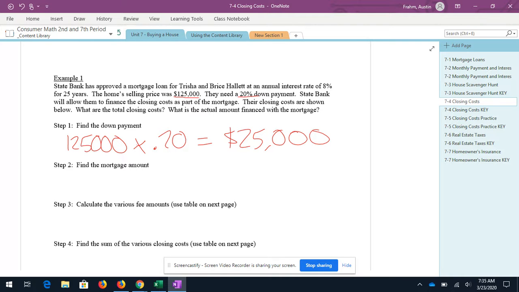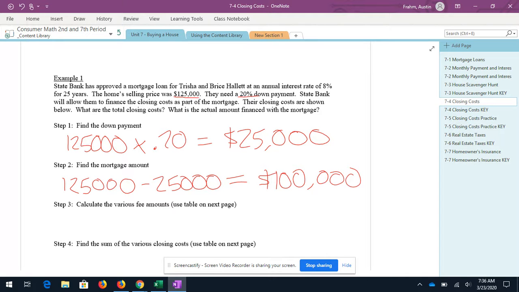So that's how much Tricia and Bryce would have to pay upfront before they could get their loan from the bank. So now to find the mortgage amount, we take that down payment amount we just found and subtract it from the original price of the house, because this will be how much the bank will give us, which is $100,000.